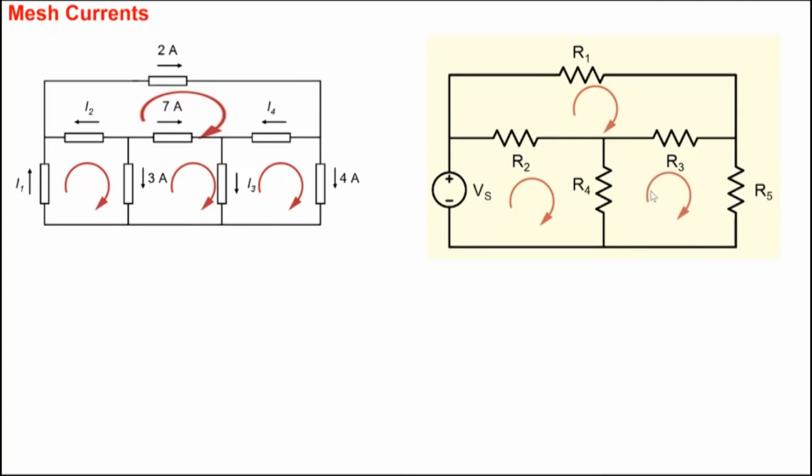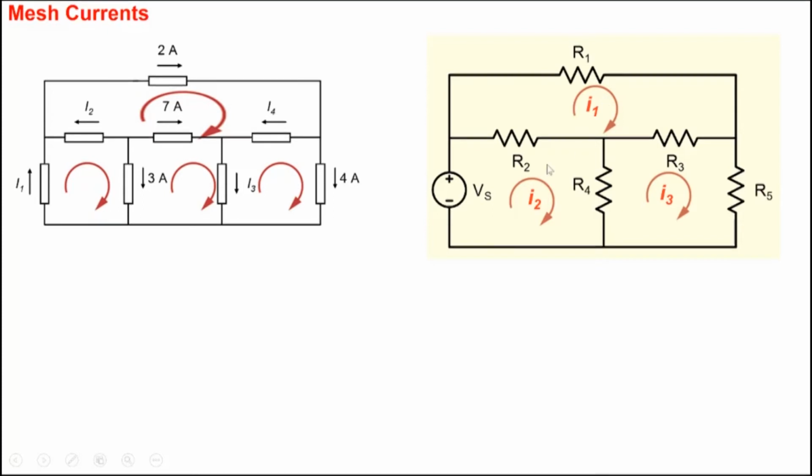The first step in mesh analysis is to identify all these meshes and associate a current with each one. Let's say current I1 flows through this mesh, current I2 flows through this mesh, and current I3 flows through this mesh. Note that these are temporary. The actual current flowing through R2 is neither I2 nor I1.